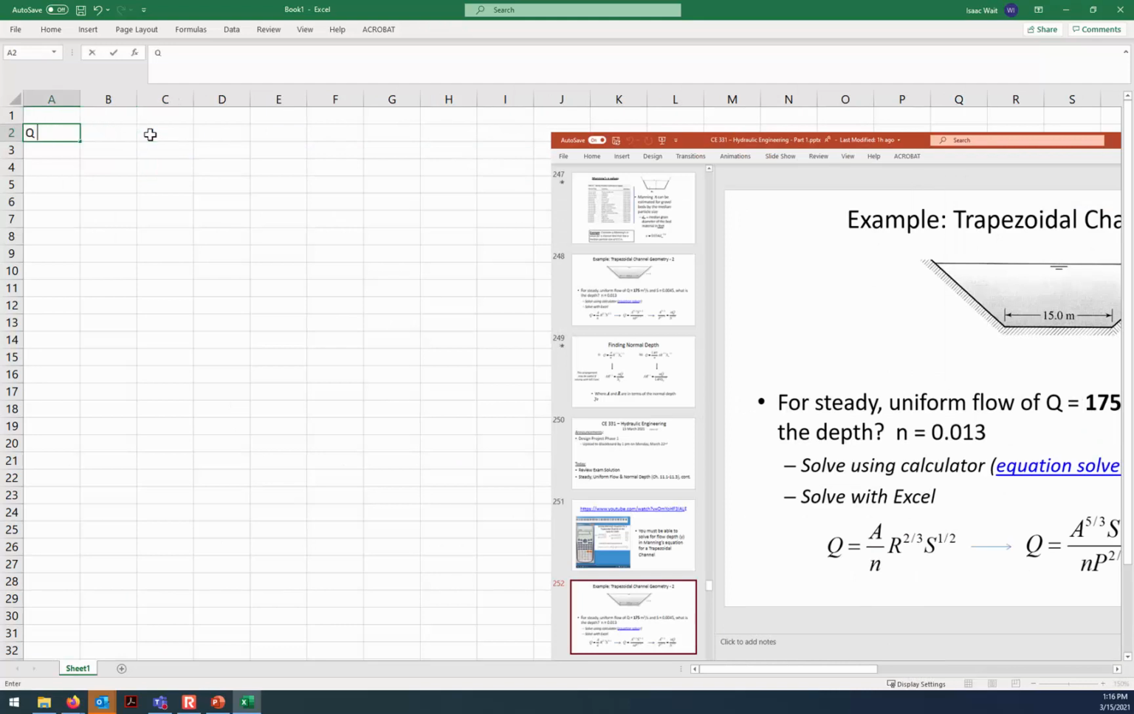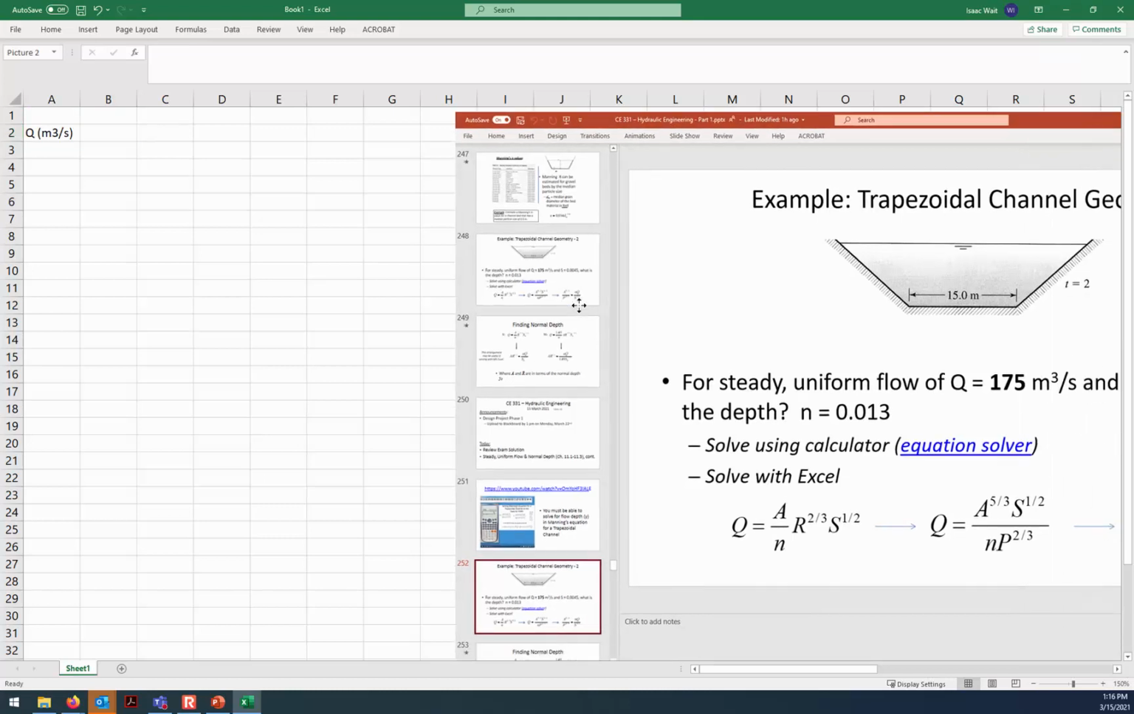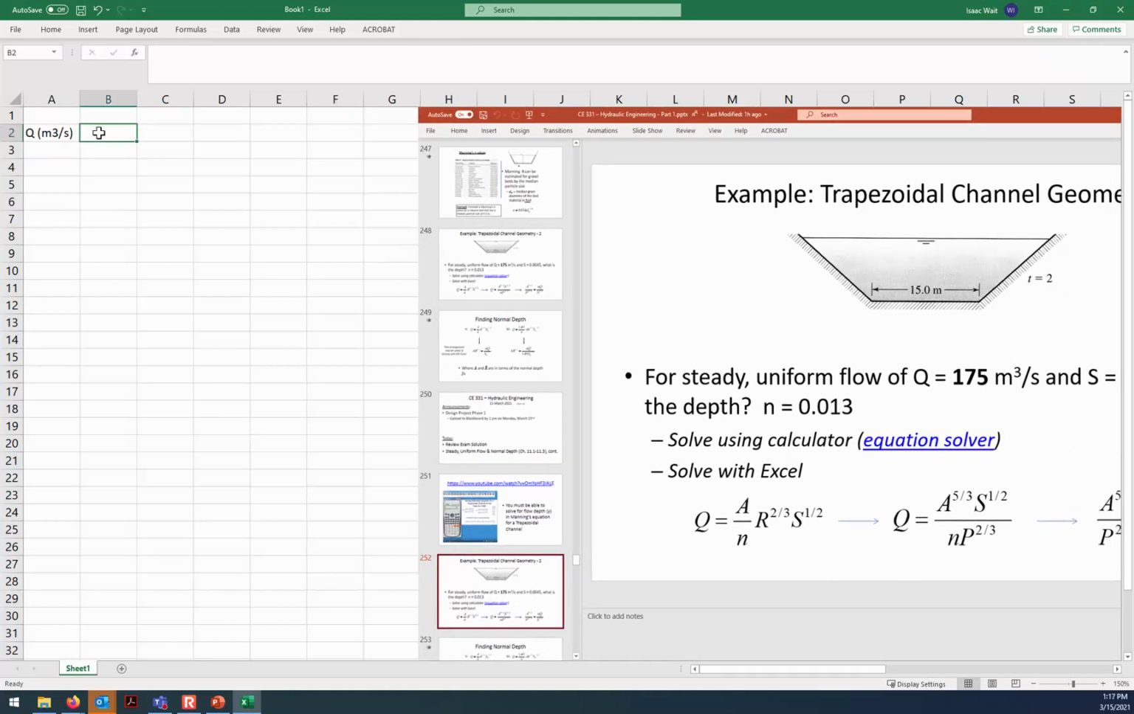Okay, so our Q in terms of cubic meters per second. In the problem statement it says it's 175. And our bottom width of the channel in meters is 15. And we know the n value is 0.013.